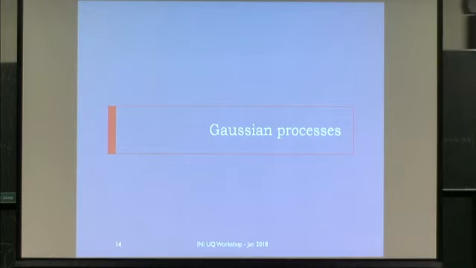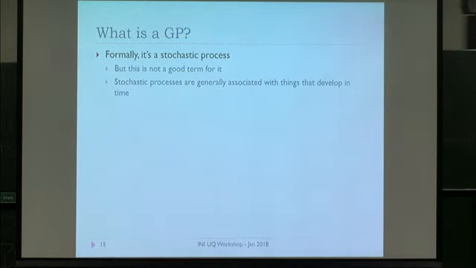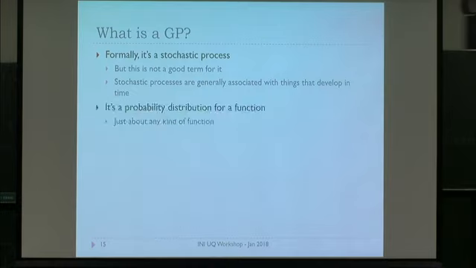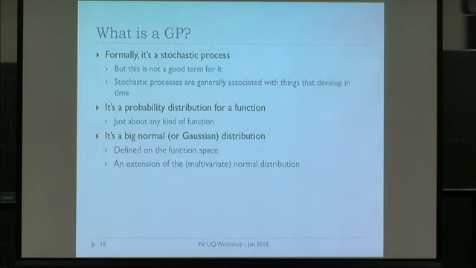For the benefit of the more mathematically minded here, I'm going to try and do some mathematics. So formally a Gaussian process is what we call a stochastic process, but that's a bad term in this case because everybody associates stochastic processes with things that are developing in time. Our functions' arguments can develop in space or whatever those x's represent. So I just call it a probability distribution for a function, and we can represent just about any kind of function in this way. We call it a Gaussian process because everything about it is a normal distribution. It's a big extension of the biggest kind of multivariate normal distribution you can imagine.